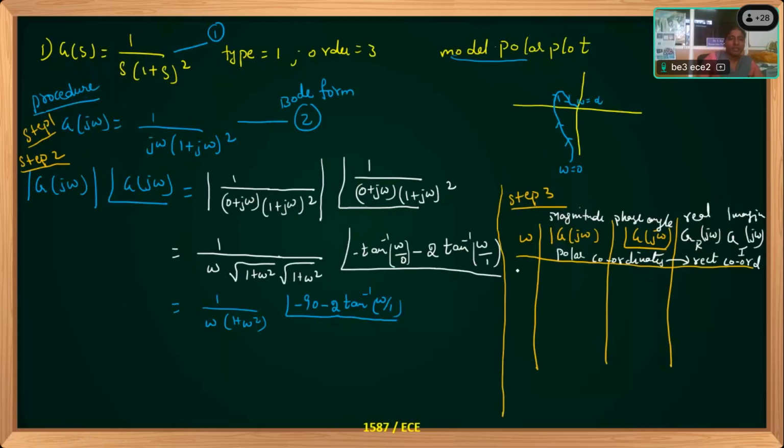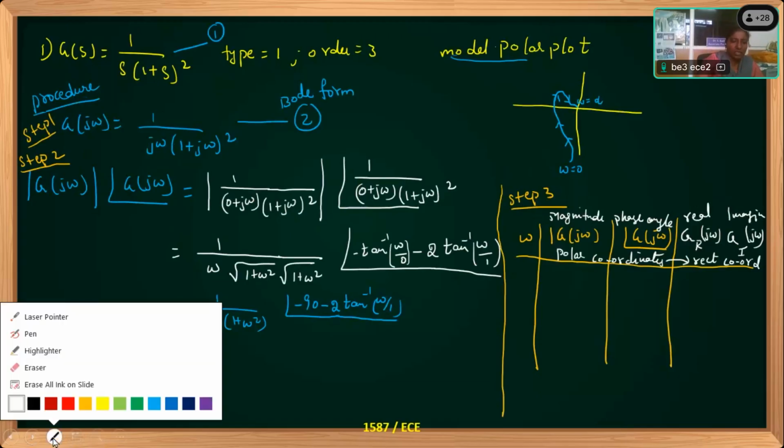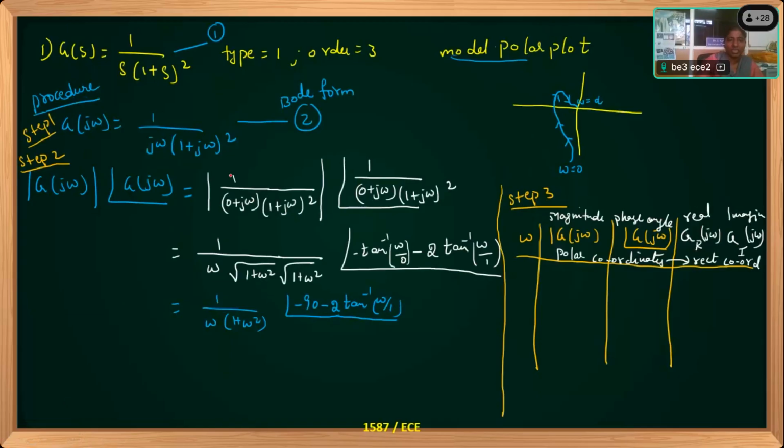Now the omega values: if you see the corner frequencies from the given question, this is an integral factor, so no corner frequency will be given for it. Here a 1 plus ST form is there. Capital T is 1 and omega equal to 1. This is of the form 1 plus ST, so T value is 1, and S means j omega. That's why this is called the corner frequency. So we have only one corner frequency from the given question.